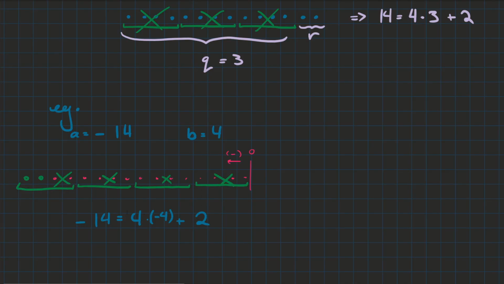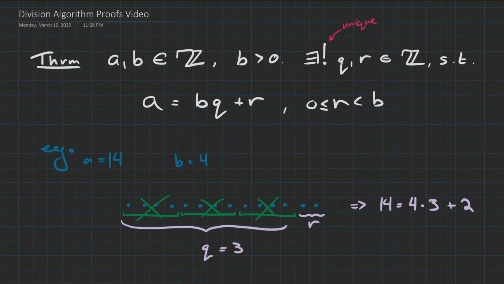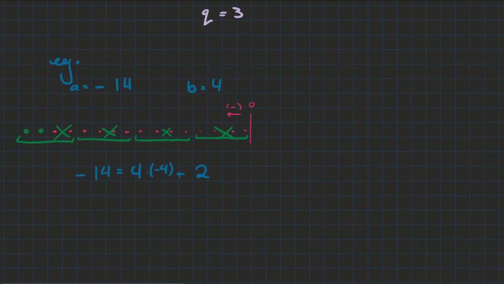And yeah, 4 is an integer. 4 is the integer we chose here. Negative 4 is an integer. That's the interesting thing, right? I said q is an integer. I never said q is positive. q is an integer, so I'm circling the q right there. And then the r just has to be less than b.